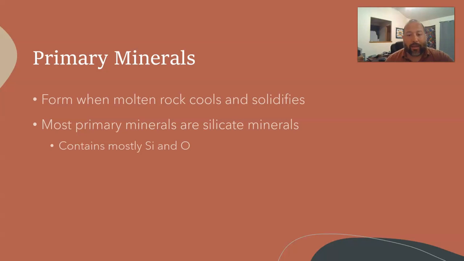So, primary minerals that we're going to focus on form when molten rock cools and solidifies, and most primary minerals are going to be silicate minerals. So they're going to contain mostly silicon and oxygen, which makes sense then if before we said the idea that the Earth's crust is mostly just silicon and oxygen. It's because if the Earth's crust is made out of all these minerals, and those minerals are mostly just silicon and oxygen, well, then that just makes sense.